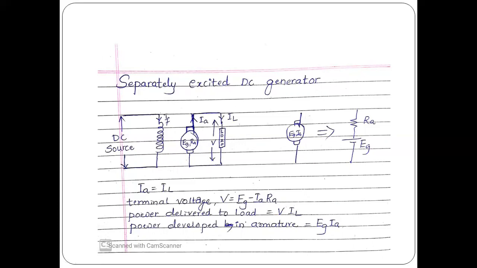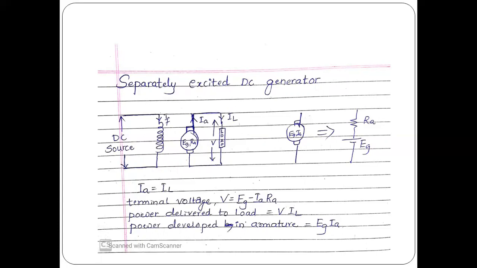Power delivered to the load. How much power is delivered to the load here? We have many formulas for that, but when you have voltage and current, what is the formula? V into I. So power delivered to the load is V into IL, because IL is the load current.